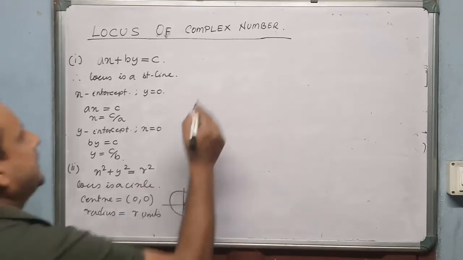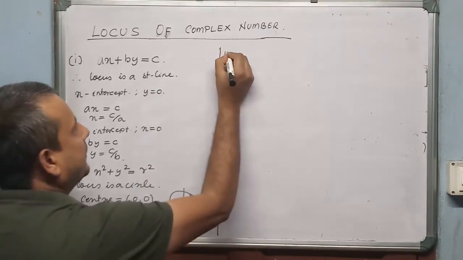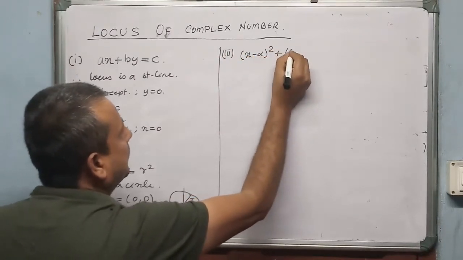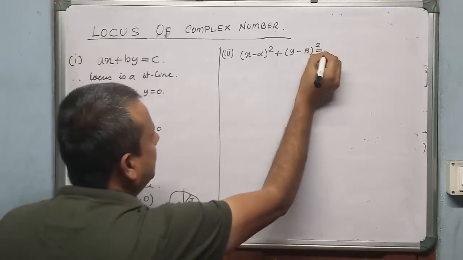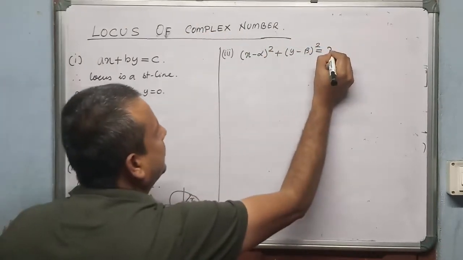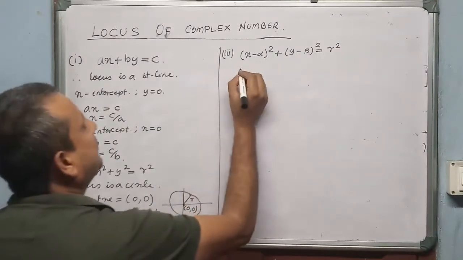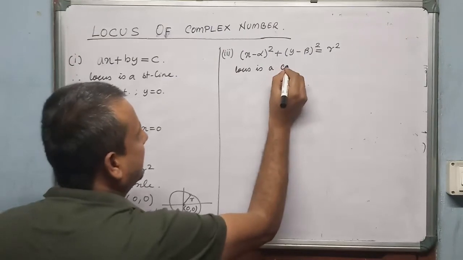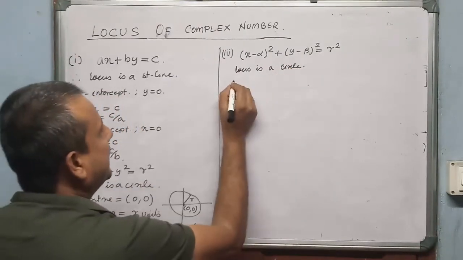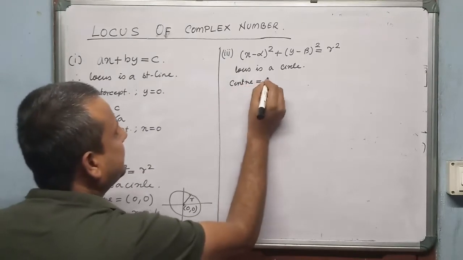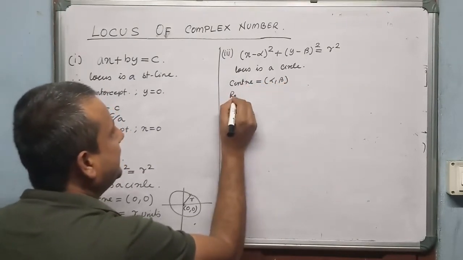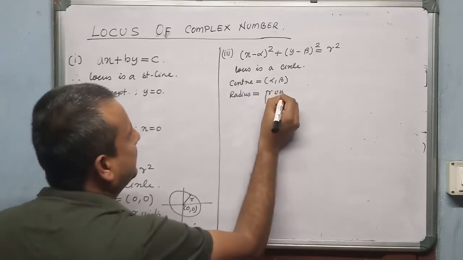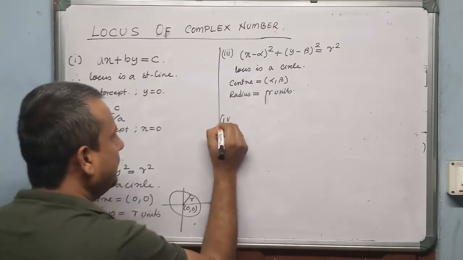Now the third one: you may get (x minus alpha) whole square plus (y minus beta) whole square equals to r square. You'll get the locus in this form. Again, in this case also, locus is a circle, center is (alpha, beta), and radius equals to r units.